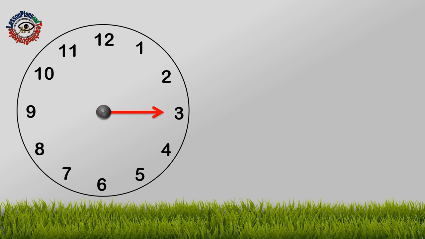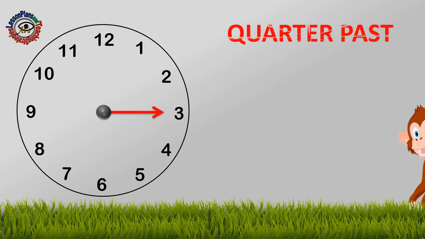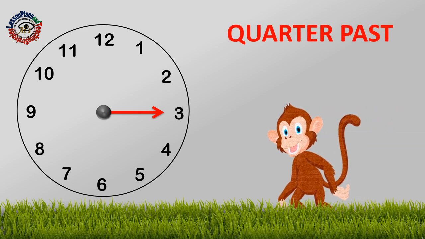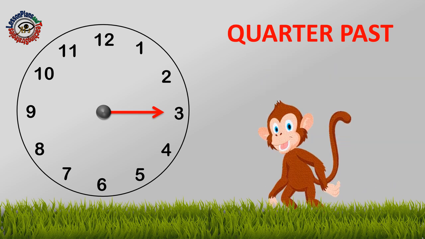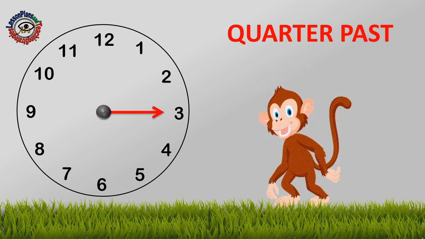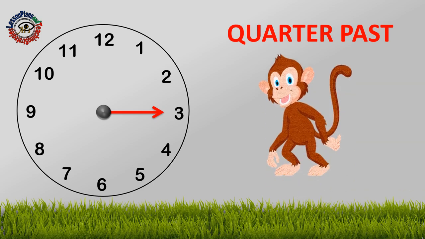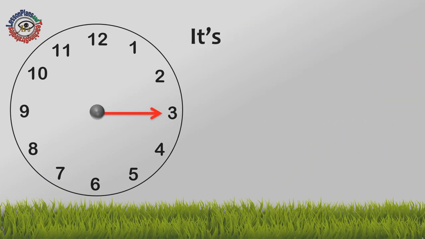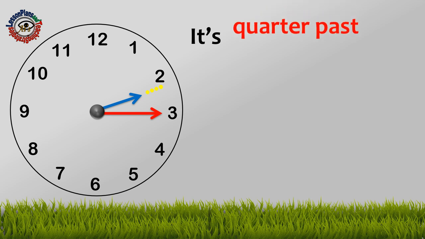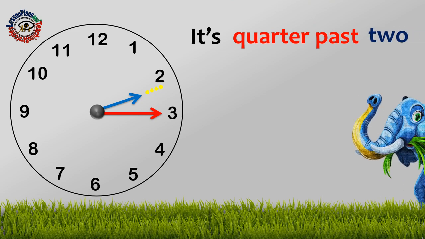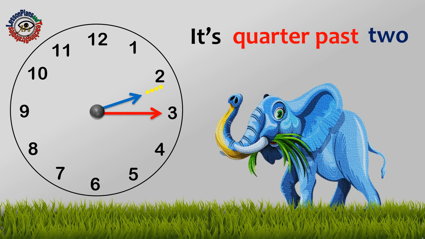Whenever the long hand travels a quarter of the way around the clock, it tells us quarter past. The minute hand is now pointing to 3. As you can see, the short hand is just past the number 2. So this means the time on the clock is quarter past 2. It's quarter past 2.